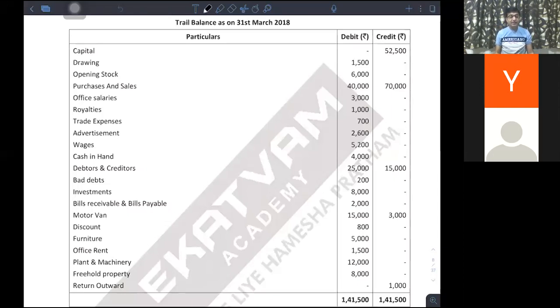Bad debts. Now please understand that the bad debts given here in the trial balance mean the bad debts have already been accounted for and adjusted. So these bad debts will not be subtracted from the debtors in the balance sheet. These bad debts will directly appear in the profit and loss account. Investments, bills receivable and bills payable.